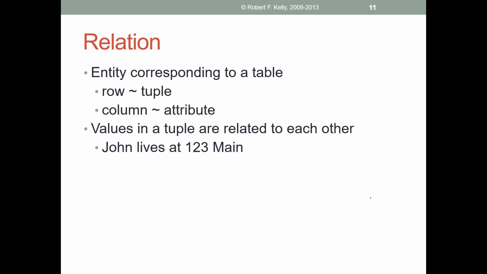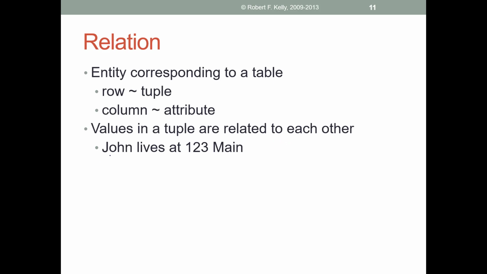Let's move on. Now, what is this relation? The same thing, right? The table is called a relation in relational databases. And in relational databases, the row would be called a tuple, and the column would be called an attribute. Now, this is a very interesting observation. The values in a tuple are related to each other. It should be intuitive as well, but please try to understand what we are trying to say here.